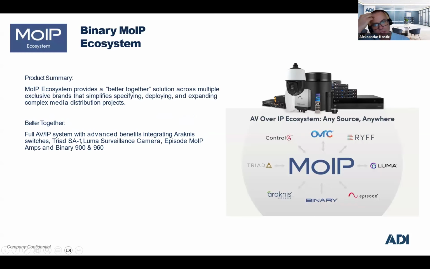From the Binary side, from media over IP, there is nothing new. We still have two generations: 900 Binary video transmitters and receivers supporting compressed 4K signal, working over single gigabit standard switches. And we have 960 video transmitters, receivers, and transceivers, which support full uncompressed 4K video resolution, but they require full 10 gigabit speed, so they have to be connected to a full 10 gigabit switch like the Arachnis 920.